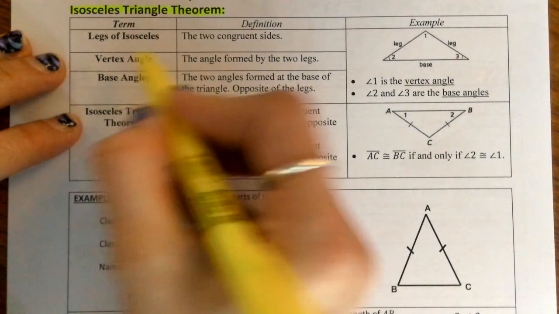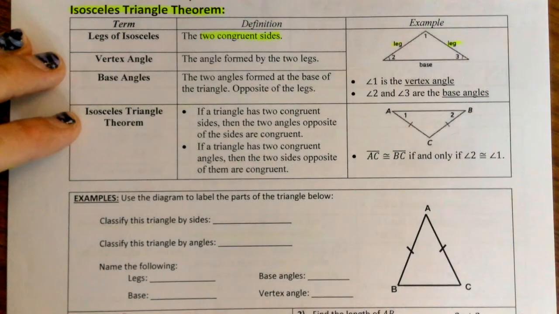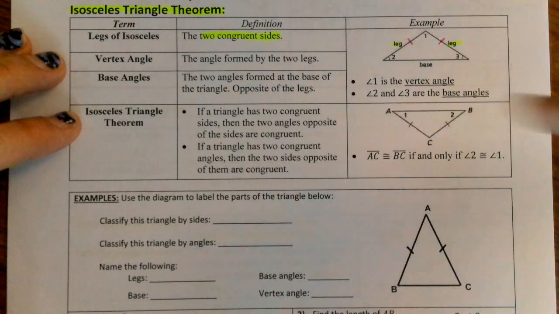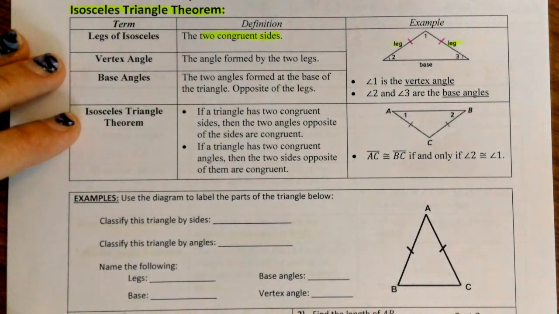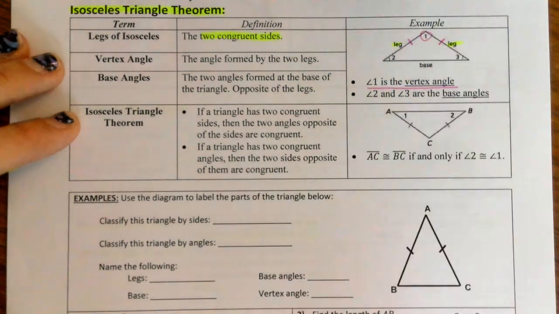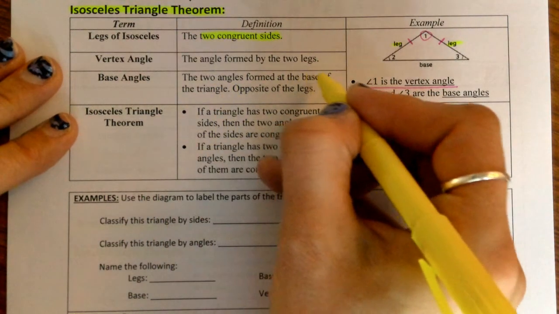Your legs are going to be the two congruent sides. So right here, you have your two congruent sides that are going to be your legs. Right here. Your vertex angle is the angle formed by your two legs. So right here it says angle 1 is the vertex angle. Your base angles are going to be the two angles formed at the base of the triangle.